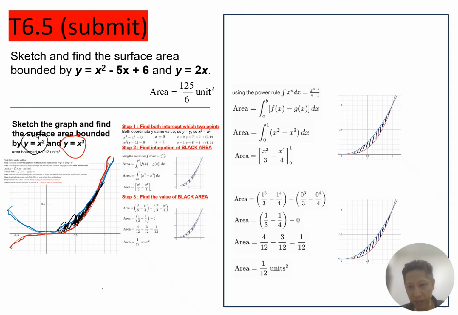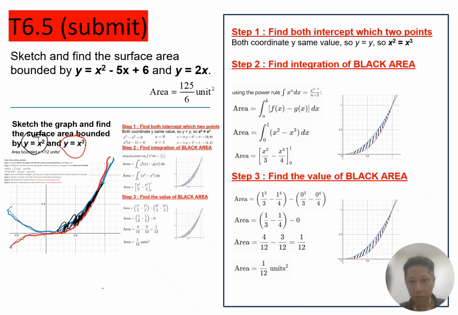A fast way to find the bounded area is to start by identifying the two points where they meet up. That will be the lower and the upper boundaries of x. And after that, we will take the upper function, the highest curve. When we look at our sketch, it's blue. The blue one will be the upper, on the top. And then we're going to subtract the lower curve. The lower curve is the red curve, named x to the power of 3.